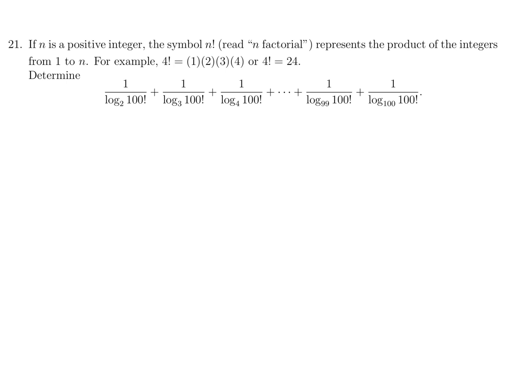If n is a positive integer, the symbol n exclamation, read n factorial, represents the product of the integers from 1 to n. For example, 4 factorial is 1 times 2 times 3 times 4, or 4 factorial is equal to 24. Determine. All right, so you got this whole thing, right? And then we're going to use some log rules.